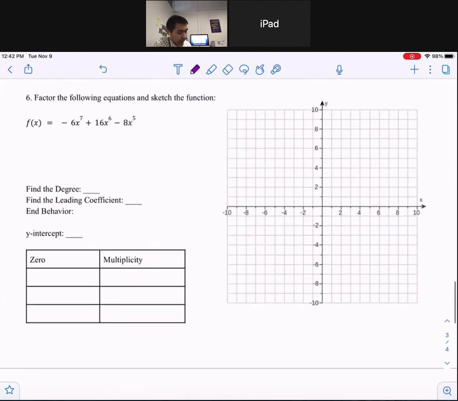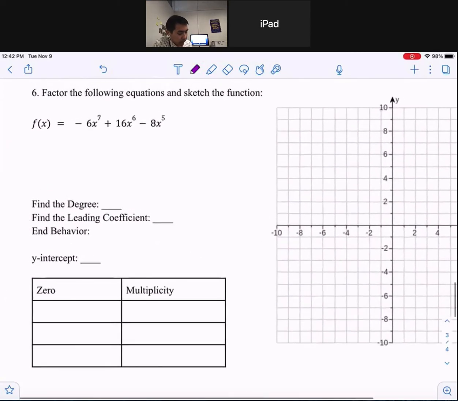And then lastly, number 6. So from each term, you can factor out a negative 6x to the 5th power. So divide each by negative, oh no, we can't. Sorry. We can divide each one by negative 2x to the 5th. So divide each one by negative 2 and take away 5 x's from all. So 3x squared minus 8x plus 4, and that's it.